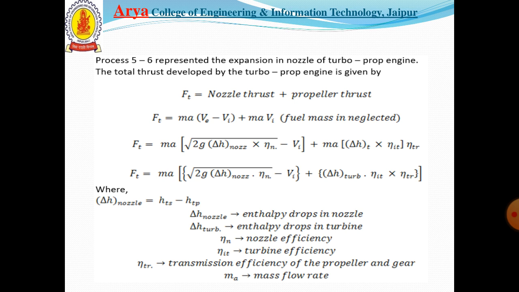Now Ft equals ma into [root of (2g delta h nozzle into eta n) minus Vi plus delta h turbine into eta t into eta tr], where delta h nozzle is the enthalpy drop in the nozzle, and delta h turbine is the enthalpy drop in the turbine. Eta n is the nozzle efficiency, eta t is the turbine efficiency, and eta tr is the transmission efficiency of the propeller and gear. ma is the mass flow rate of the air.